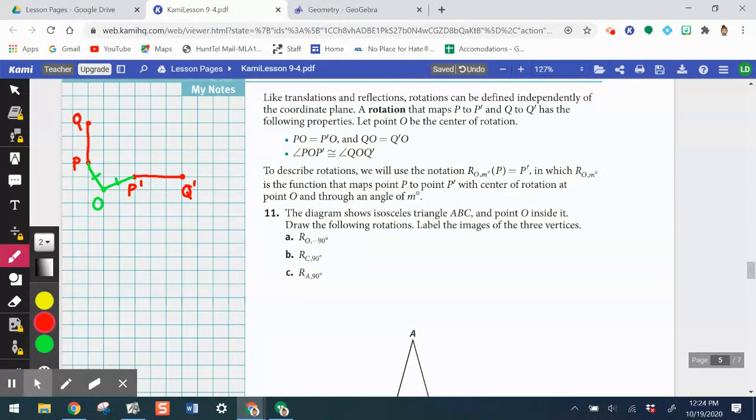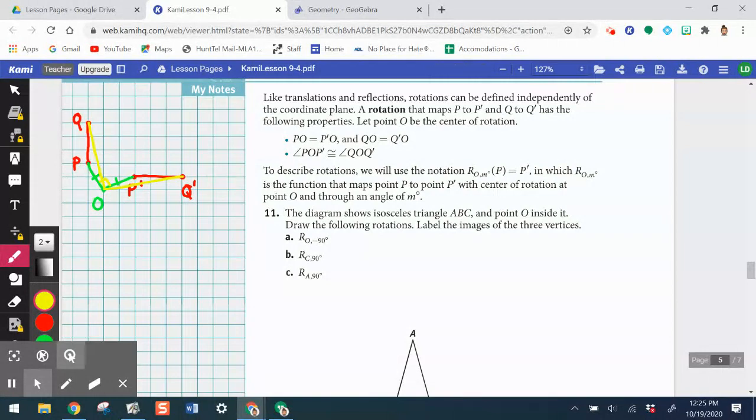And with the angle of rotation, we're seeing something very important here, that the angle of these two corresponding points and the center of rotation should be equivalent for any corresponding points. So the measure of angle POP prime, which looks like a 90-degree angle, from Q to the center of rotation to Q prime should also be a 90-degree angle. So those are the two key properties we're trying to draw from these rotations.